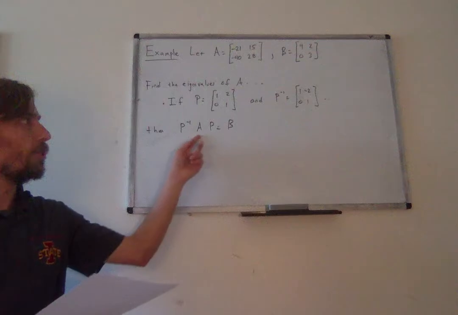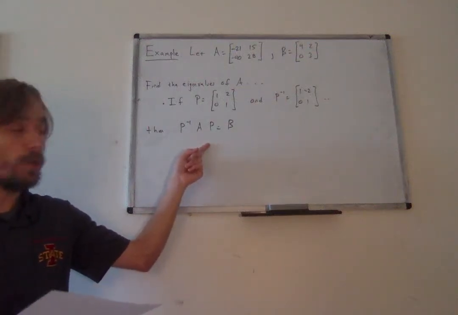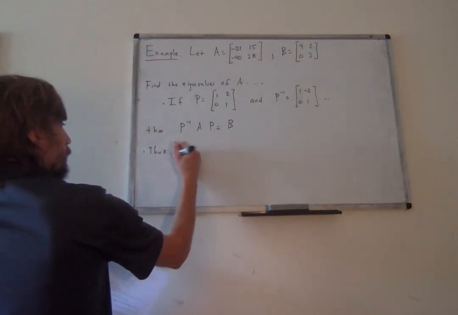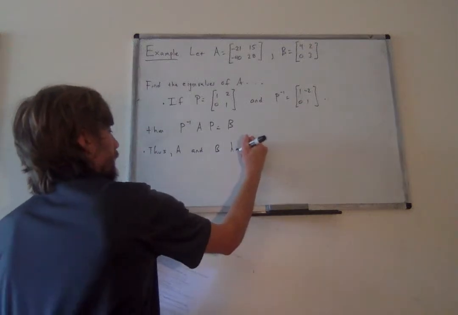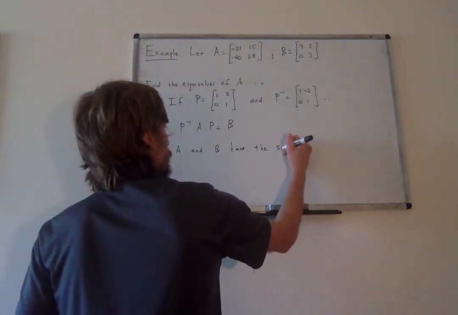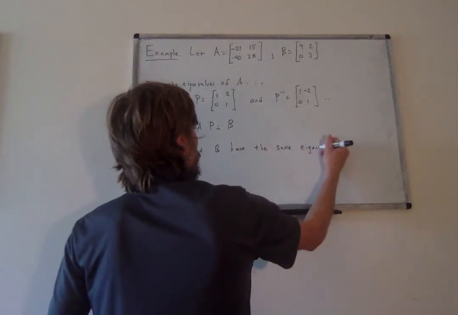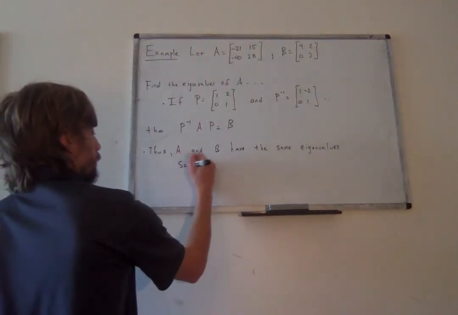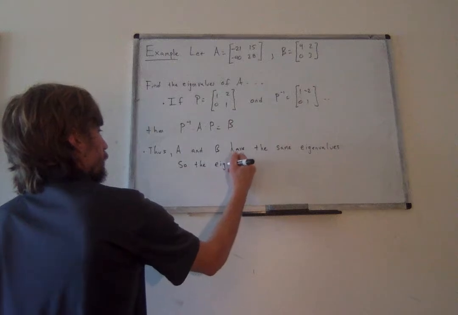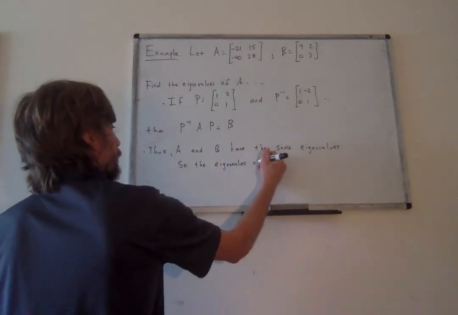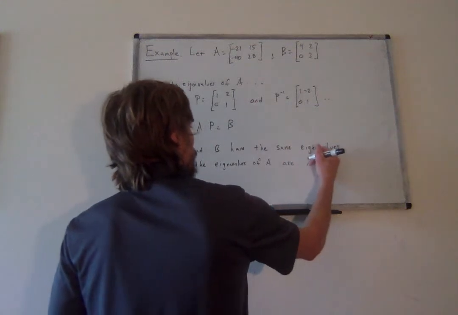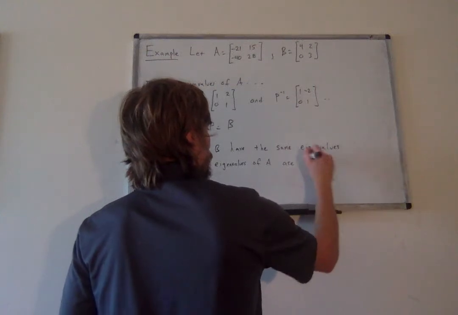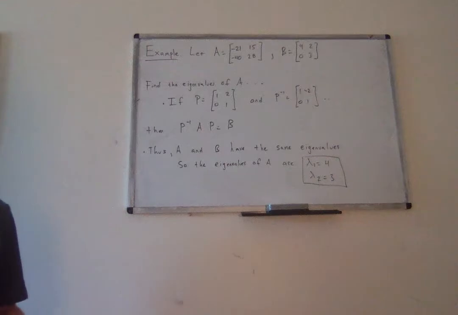And so it turns out that just knowing this is going to make finding the eigenvalues of A much easier, because this means A and B have the same eigenvalues. Oh, and why is that nice? Well, we know the eigenvalues of B because it is an upper triangular matrix. And that means we know the eigenvalues of A.